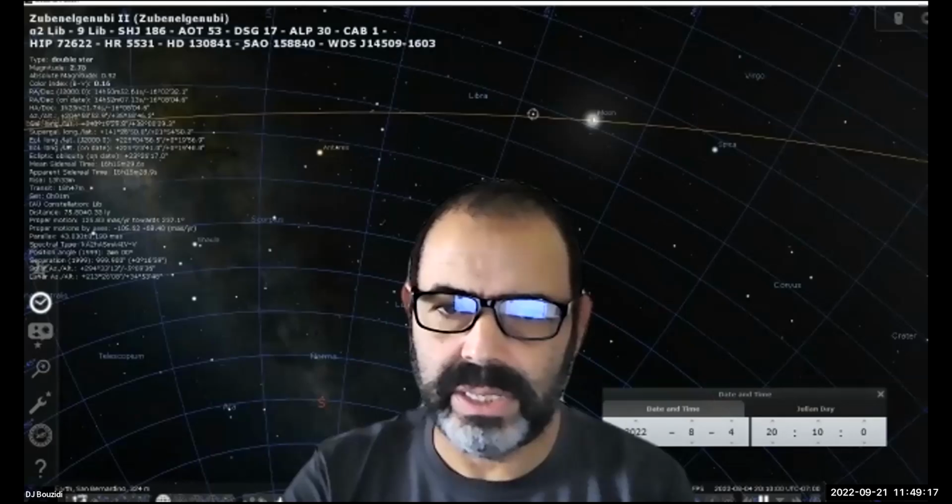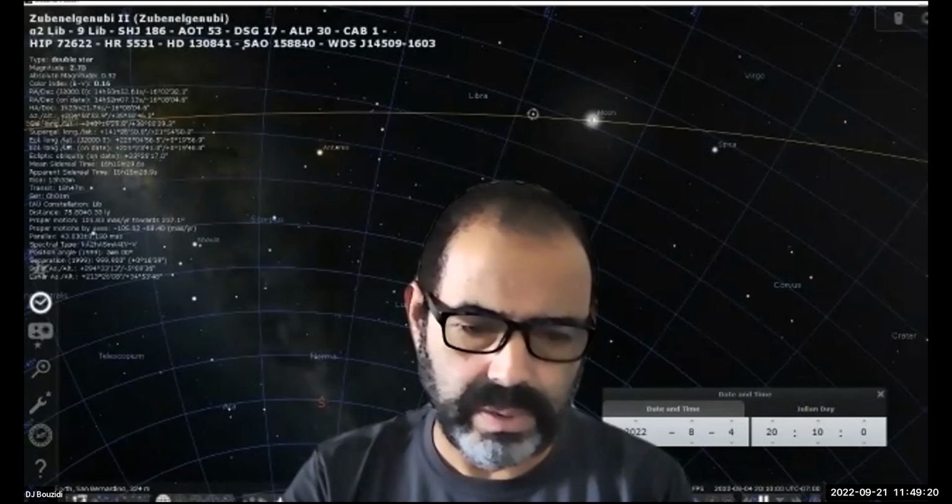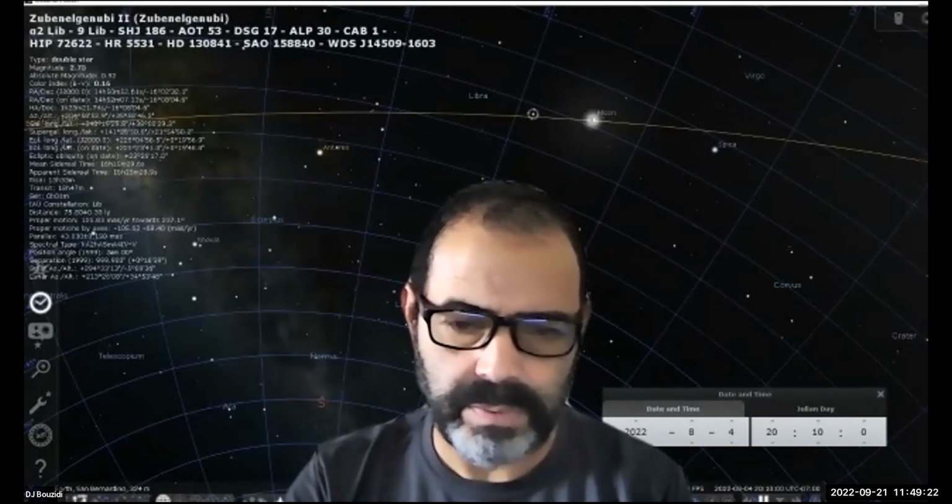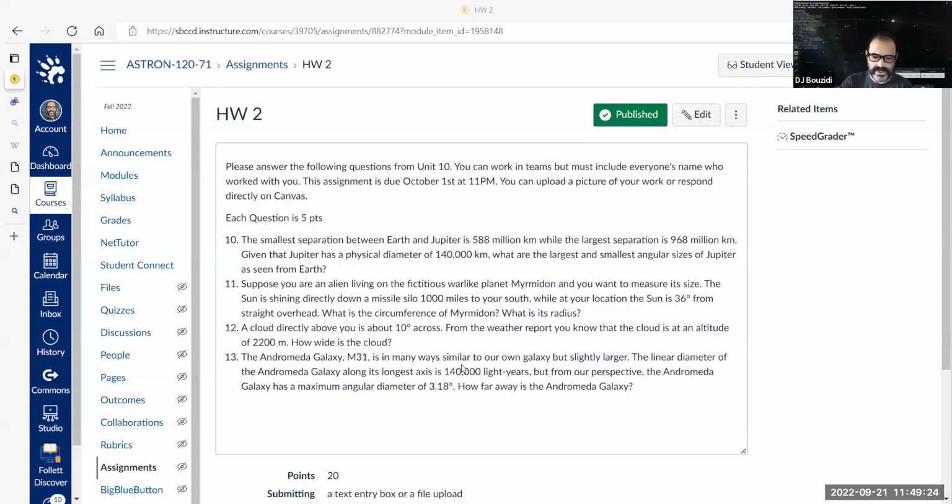Let me stop sharing and share with you the problems. So again, here for 3, for the Andromeda Galaxy, M31 is similar to our galaxy. The diameter of the galaxy is 140,000 light years, not kilometers. You have to be careful in here. It's a light year. But from our perspective, it occupies only 3.18 degrees, which is actually much bigger than the moon, if you can see it on a clear night.